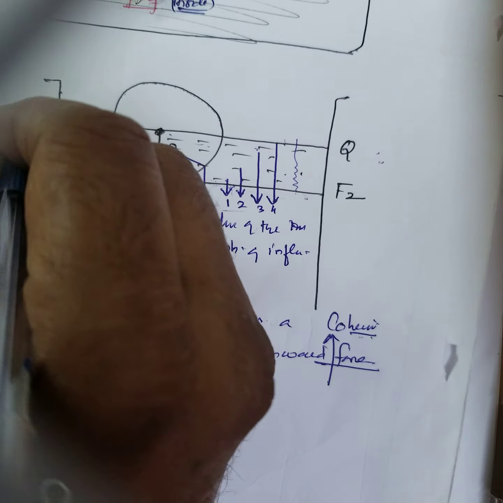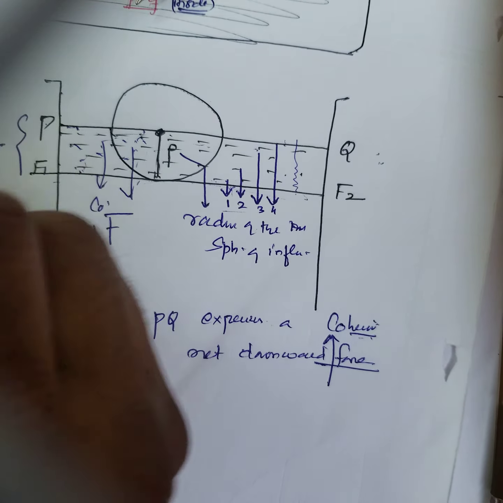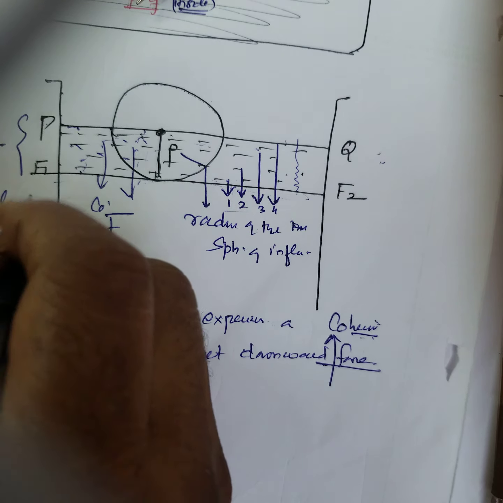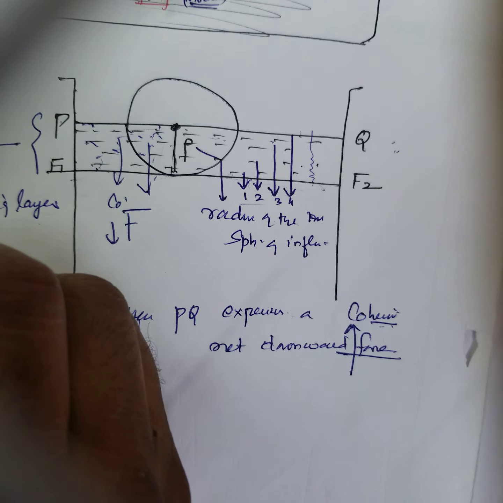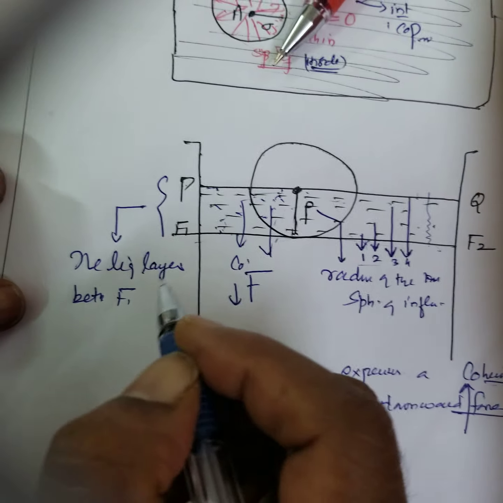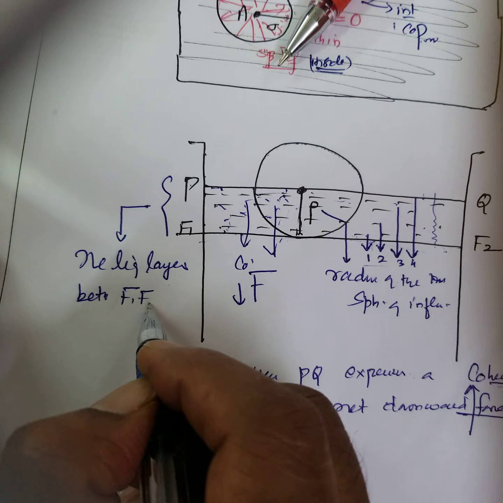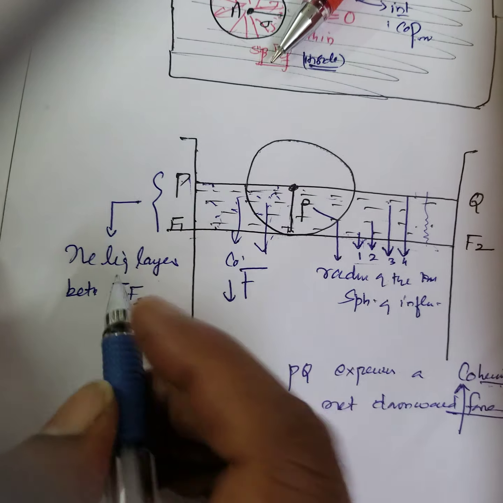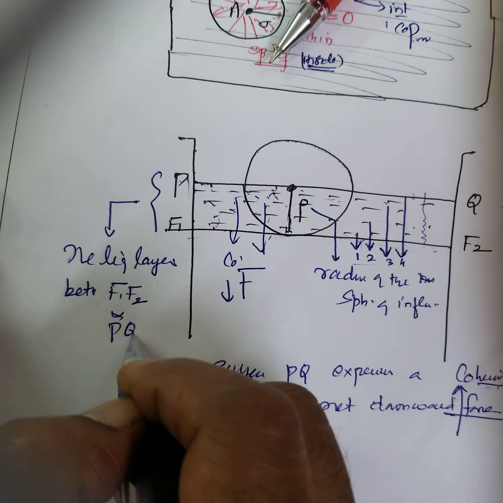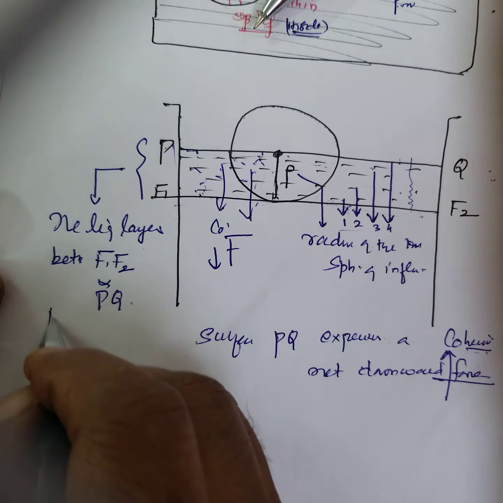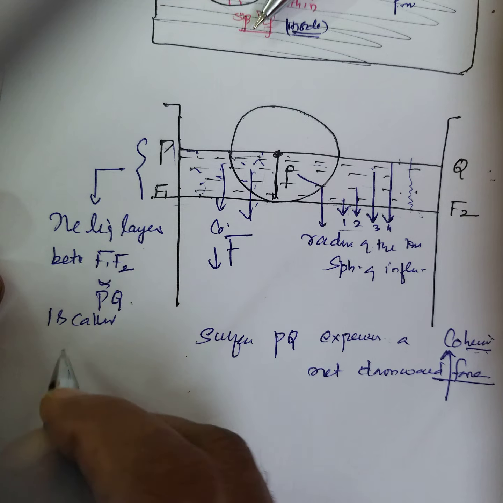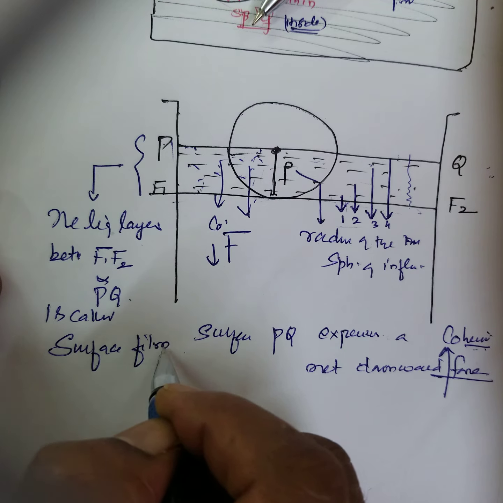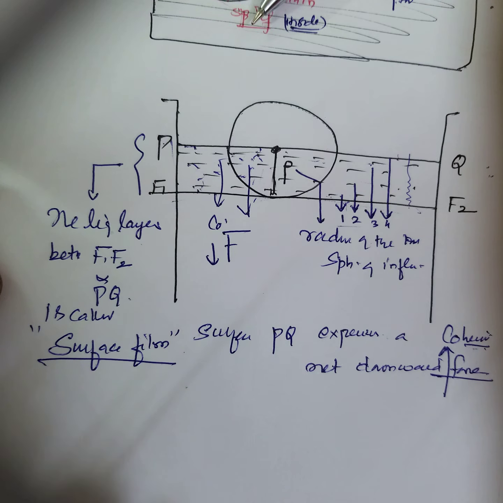Therefore, the liquid layer between F1, F2, right, and PQ is called surface film. It's called surface film.